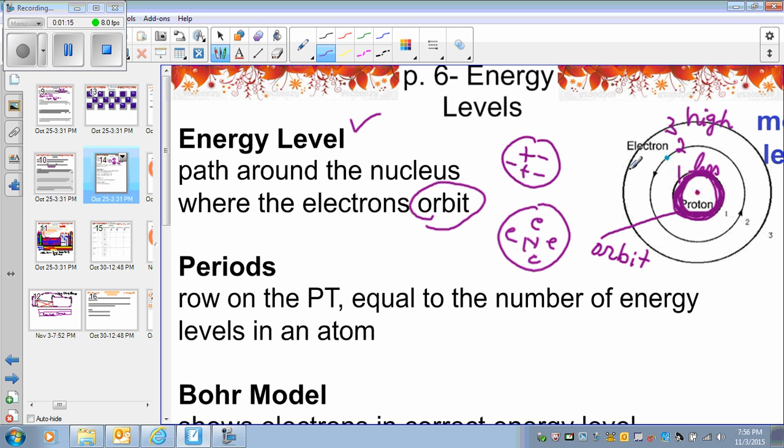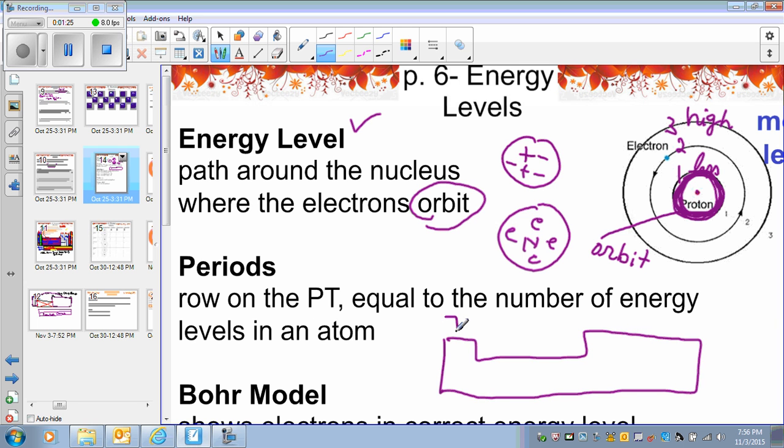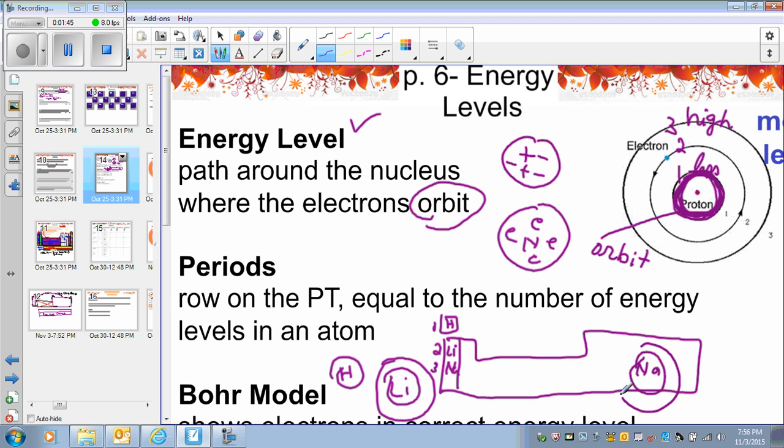Now, how many energy levels any element has depends on which period the element is in. What that means is that elements in period 1, hydrogen is in period 1. That means hydrogen has only one energy level. Then who is in period 2? Lithium is in period 2, so lithium has two energy levels. Then who is in period 3? Sodium is in period 3, so sodium has three energy levels. So 1, 2, 3, this is how it goes.